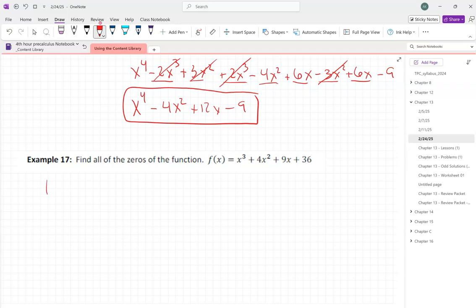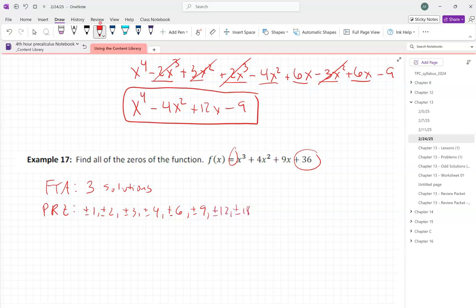All right, so just to restart our process, the fundamental theorem of algebra tells me that I should have 3 solutions to this. I look for my possible rational zeros. That's going to be the factors of the constant term divided by the factors of the leading coefficient. So my factors of 36, there's a whole mess of them, and then over plus or minus 1. But I don't have to write over 1, right? Everybody's good with me not doing that.